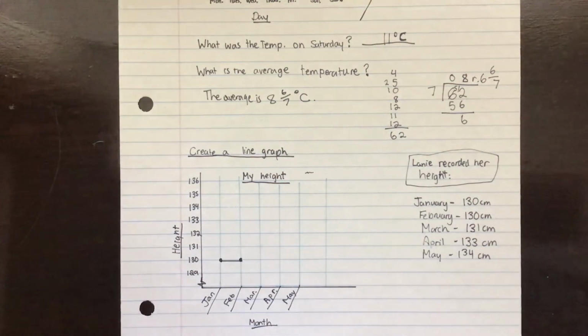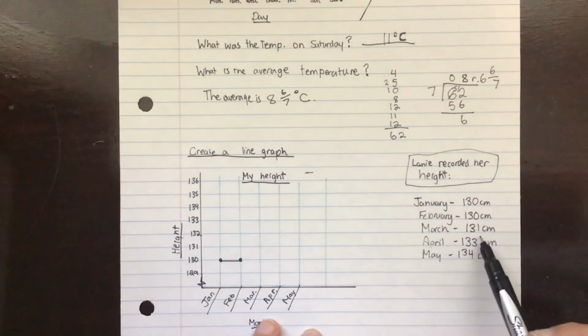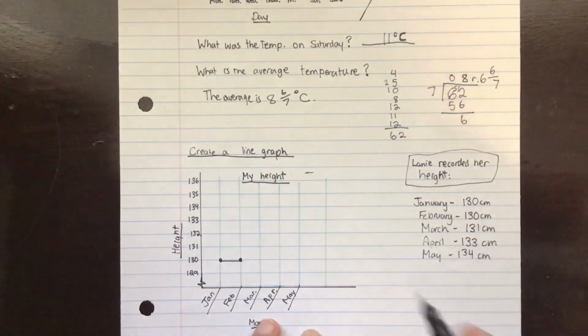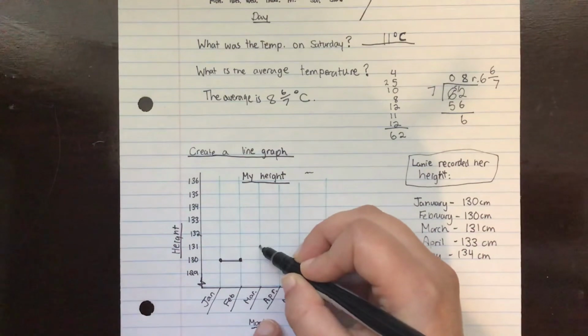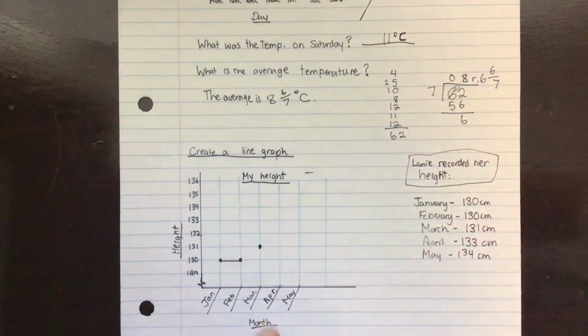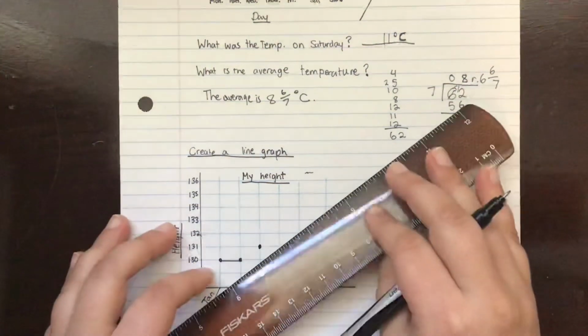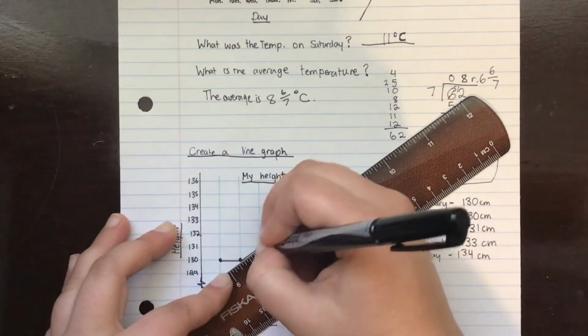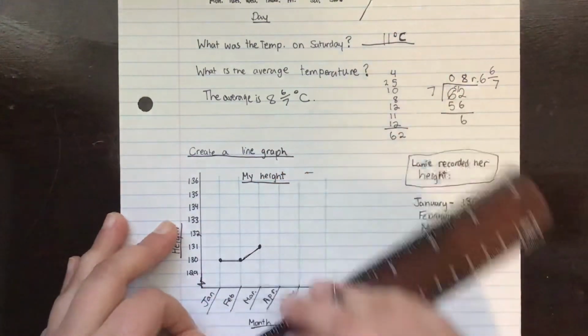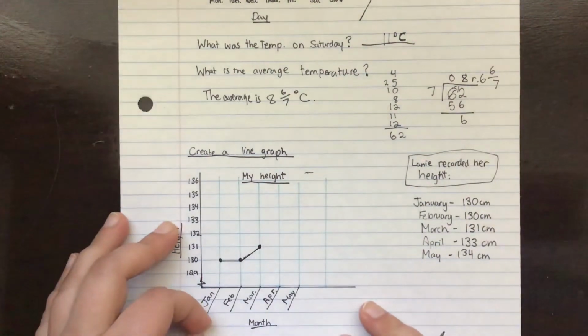So we have January and February. Now we're going to go to March. March was 131 centimeters. So I go to the line for March, and then I find 131 centimeters, and I draw my dot. And then right away again, I'm going to connect my two dots. If I do it right away, I will avoid confusion later. It is always better to connect them as you draw your dots.